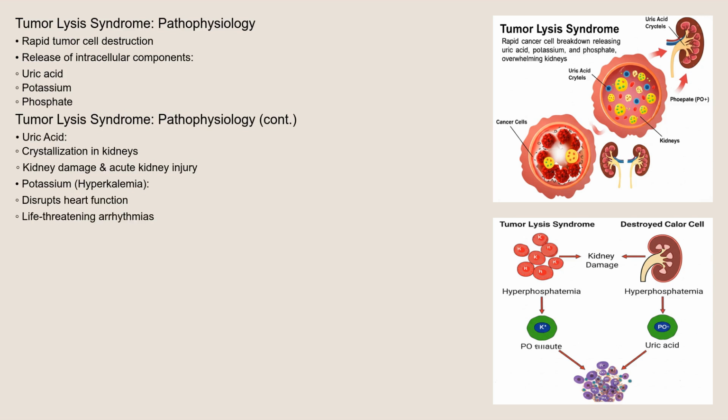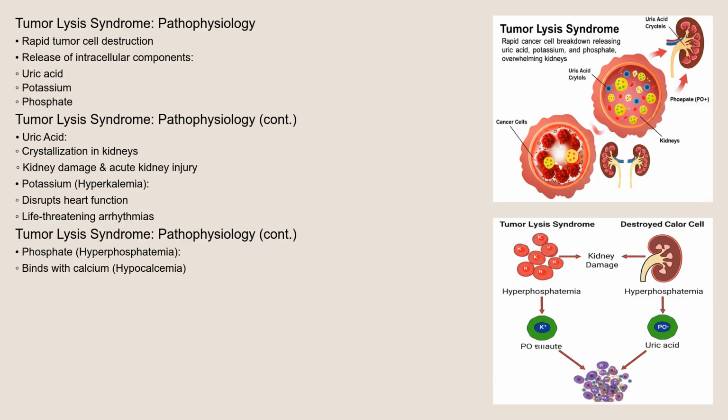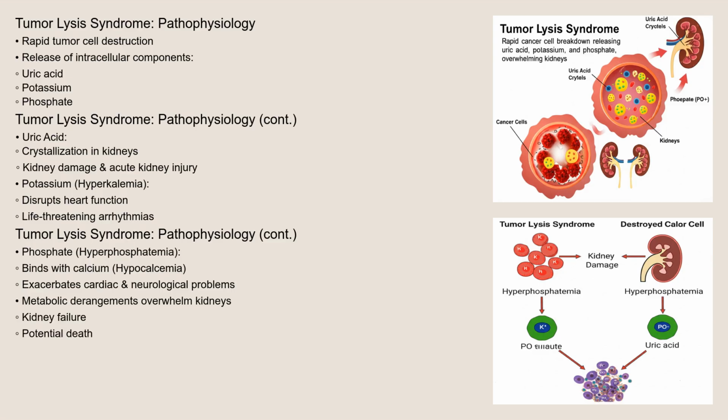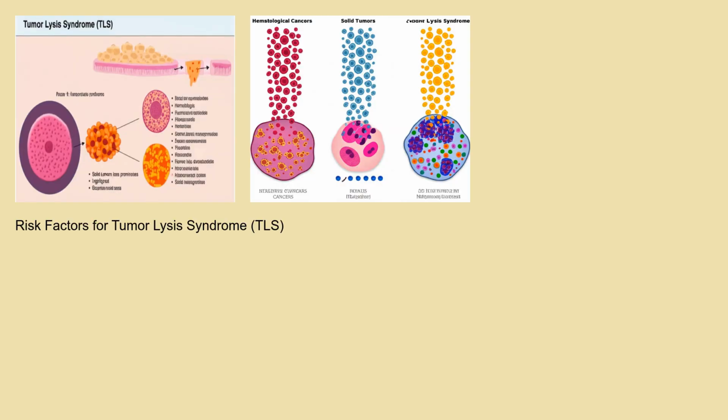Elevated phosphate levels, or hyperphosphatemia, can bind with calcium, causing hypocalcemia, which further exacerbates cardiac and neurological problems. All these metabolic derangements, if left untreated, can overwhelm the kidney's ability to filter the blood, resulting in kidney failure and potentially death.